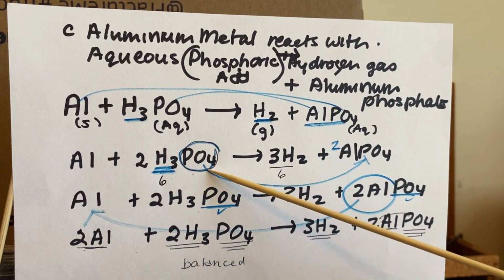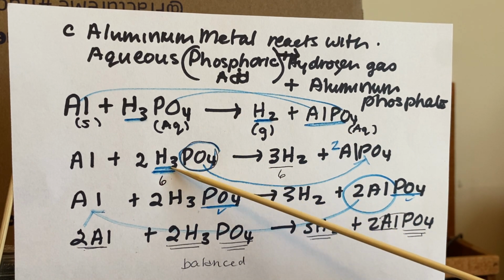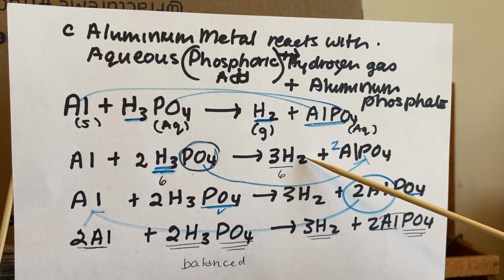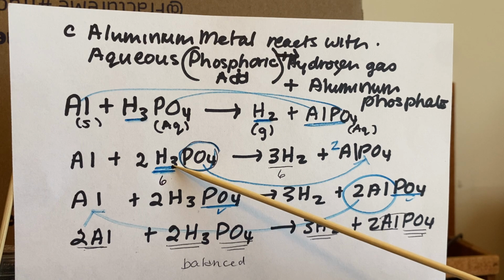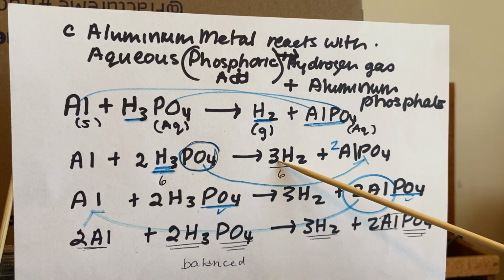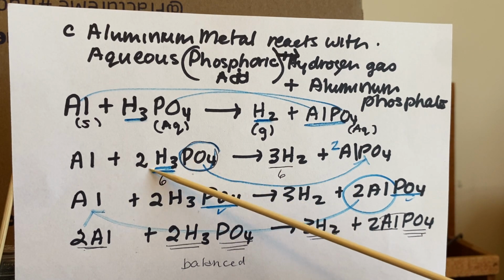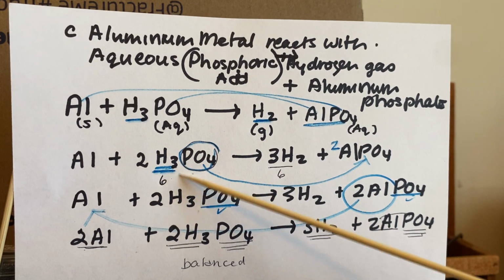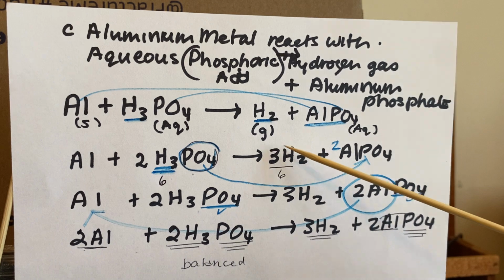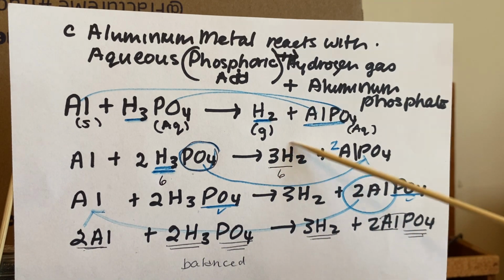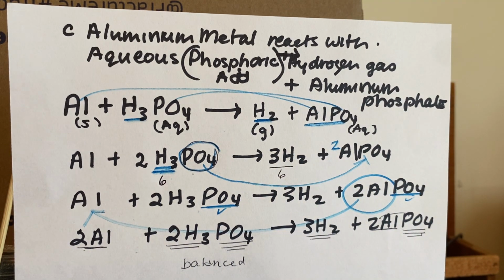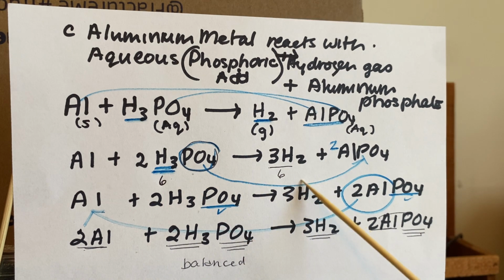But now we're going to look over here at the hydrogen. So we have 2 hydrogen and 3 hydrogen. So what we're going to have to do is make these into 6 hydrogen. So we have hydrogen 3. So we put a 2 in front of here so we can make 6 hydrogen on this side, and we put a 3 here so we can make 6 hydrogen on this side. Okay. So now we have the hydrogens equal.